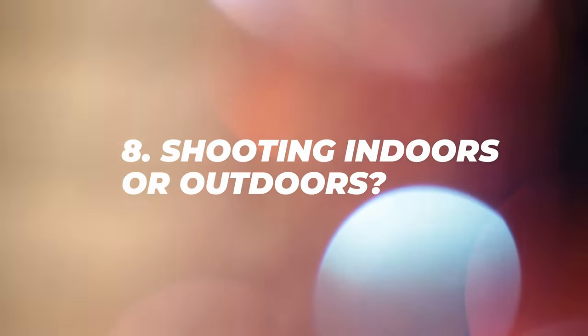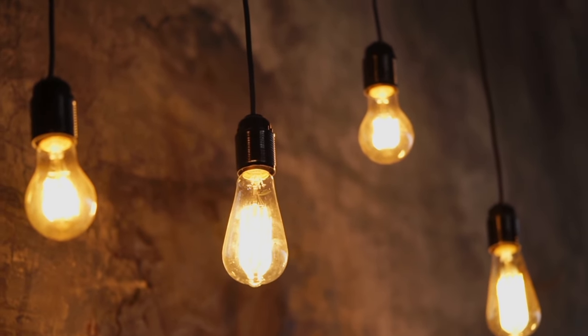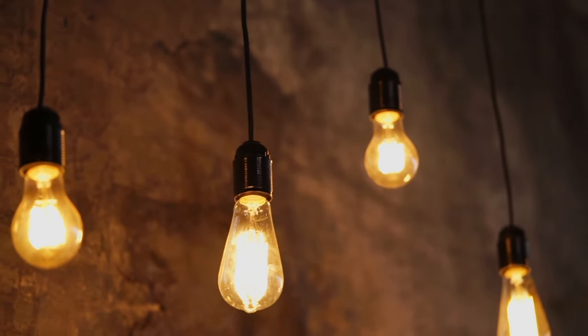The eighth question is, are you shooting indoors or outdoors? This question is pivotal when determining the right shutter speed because it directly affects the available light and lighting conditions, which in turn impact your exposure settings, including your shutter speed. Indoor environments typically have lower light levels compared to outdoors. This is especially true when shooting in spaces with limited natural light or dim artificial lighting.